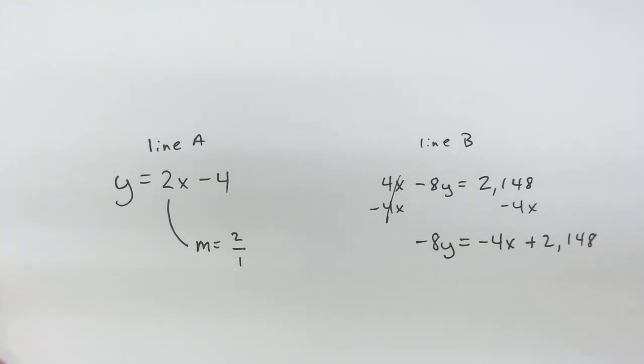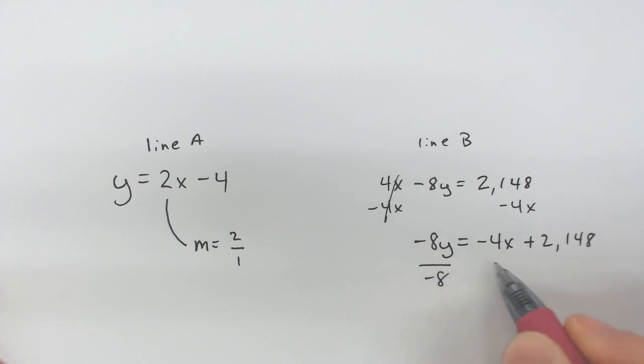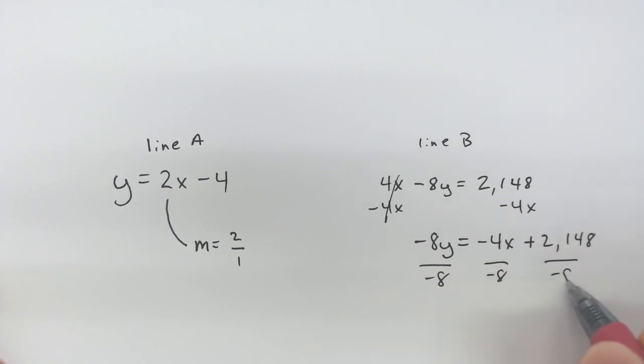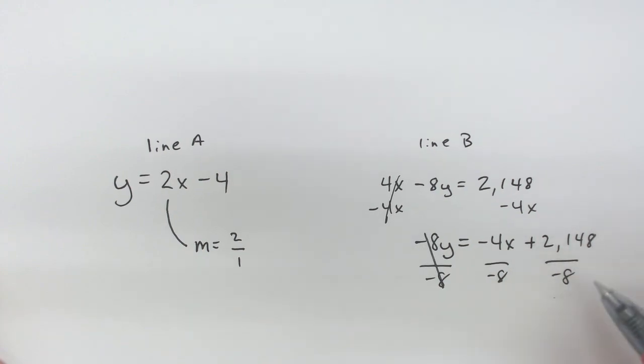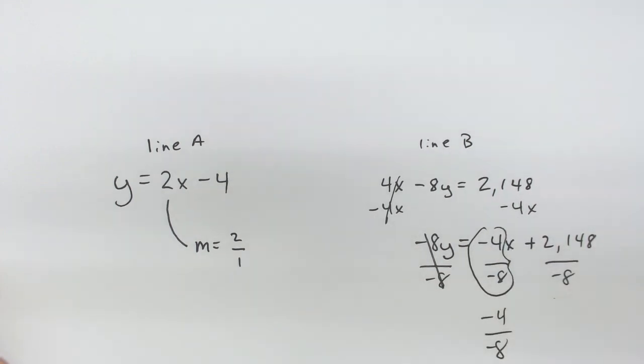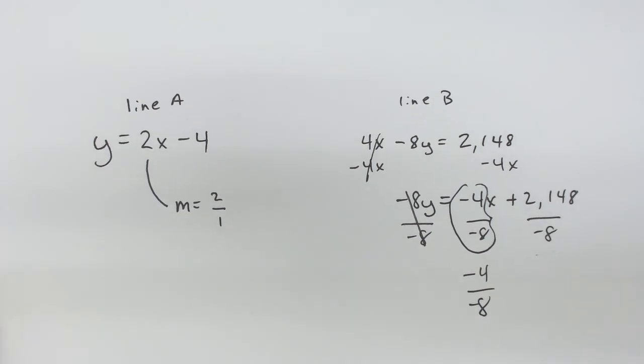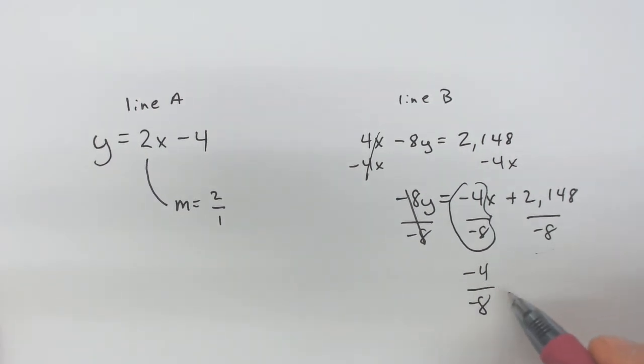And then we have to divide everything by negative 8. Divide by negative 8. Divide by negative 8. Divide by negative 8. Cancels. Who cares? We don't care about the y-intercept right now. All we care about is the slope. And here is that wonderful slope, the negative 4 over negative 8. And we learned from just a minute ago in this video that negative divided by a negative becomes positive.